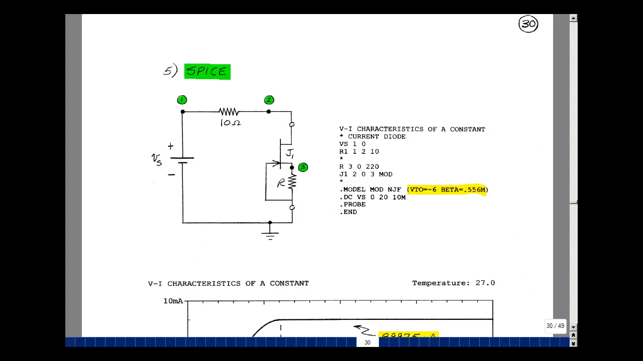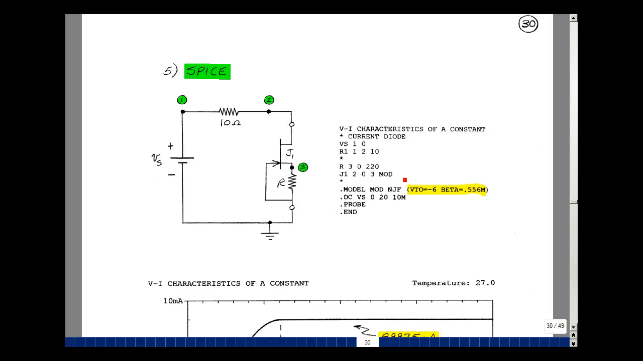Let's verify our results by doing a SPICE simulation. So here's my current source. I'm going to hook up a voltage source. I'm going to put a limiting resistor here so I can limit how much current comes in. I've got a title, got a comment, got a voltage source between 1 and 0. I'm going to do a sweep, so I'll just set that equal to 0 for right now. And then my resistor here is 220 ohms, and my JFET's between 2 and ground and 3, so 203.